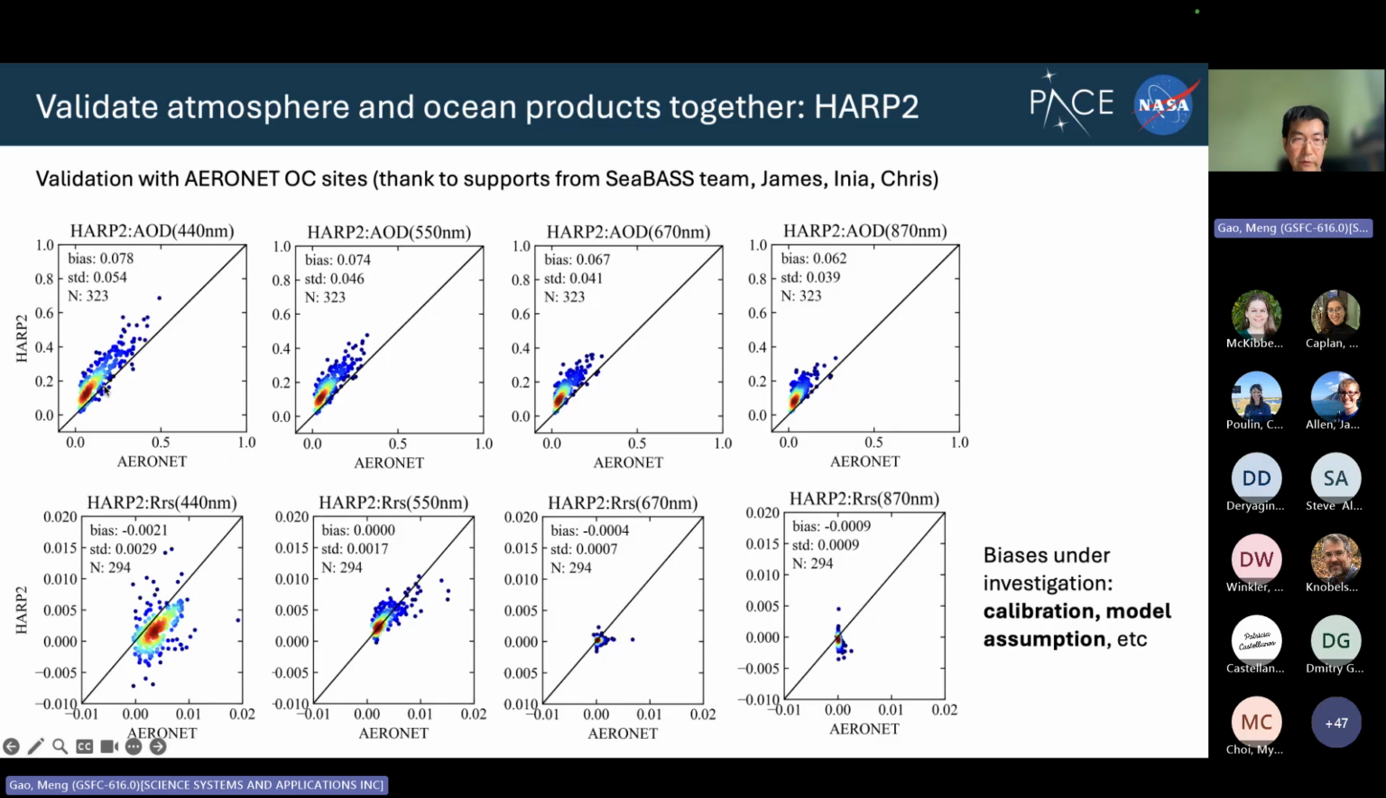With the positive bias in AOD, we also see a negative bias in the remote sensing reflectance. That means our retrieved water signal is kind of smaller, and that's compensated by the AOD. So we are doing active research to understand this. This can be related to the calibration or our model assumptions.